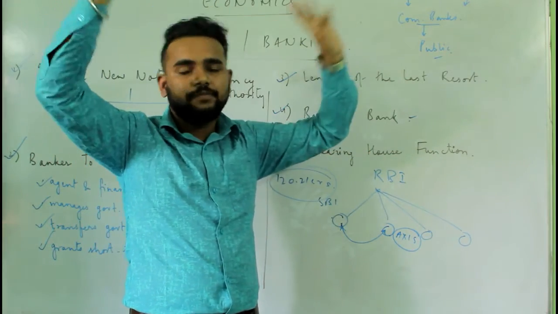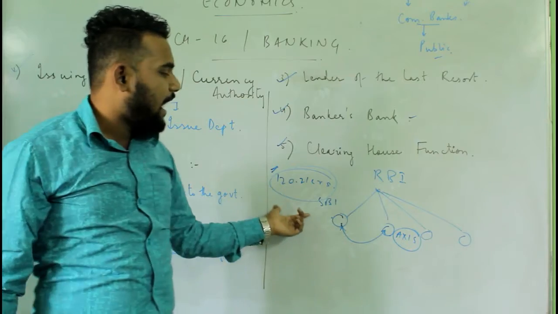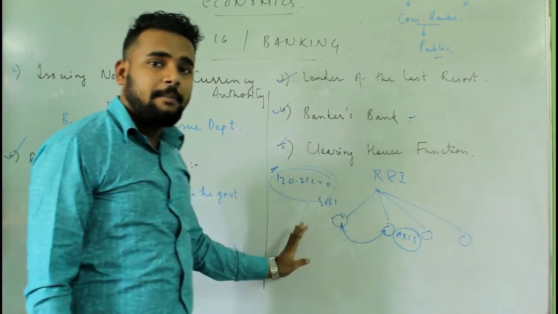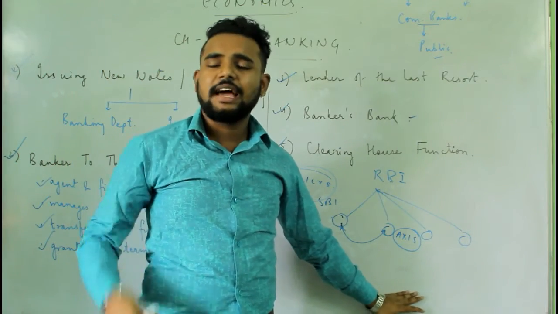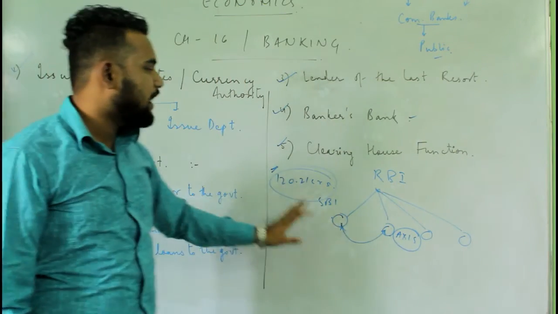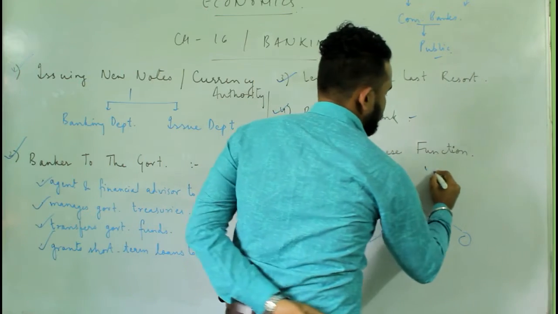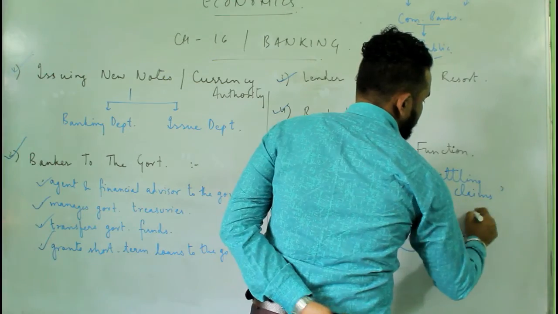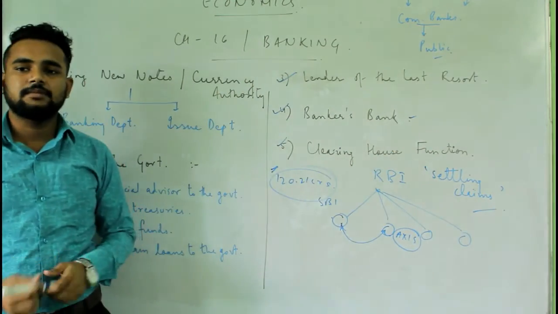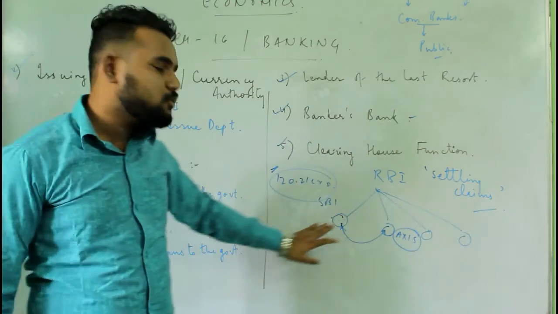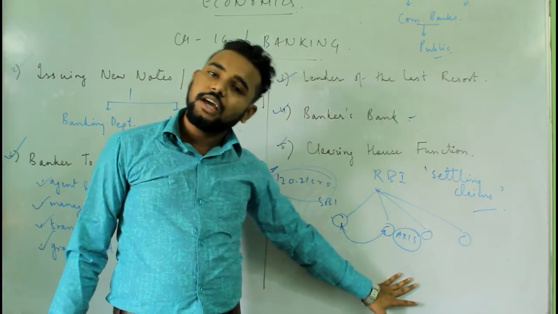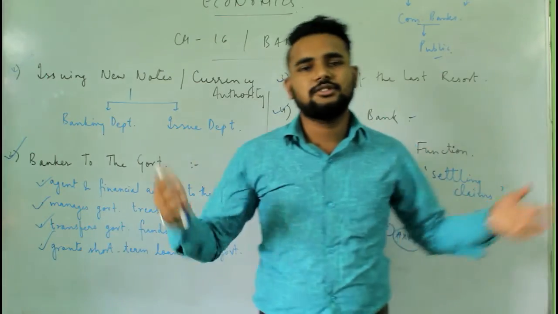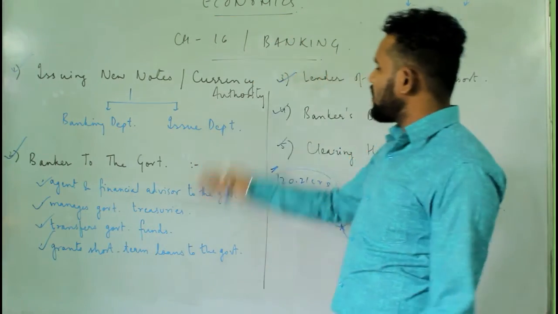RBI can clear your claims. So if any bank has a claim against any other bank, RBI can also help in transferring the money from one bank to the other bank in times of crisis. So RBI helps in settling claims also. This function is known as settling of claims. Is it understandable? RBI can help settle claims of one bank against another. So it makes the process more easy, more hassle-free, and cashless also. So this is your entire functions that you have to do.